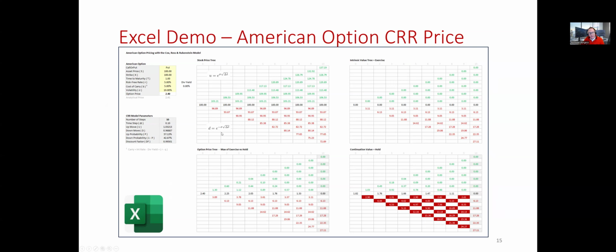And then what is left is that you have all the information you need to build this tree to replicate stock prices going up and down. We also know how to compute the intrinsic exercise value, and we also know how to calculate the hold value. And then we just take the maximum. Do we exercise or do we hold? And that's how we incorporate the optimal early exercise feature.